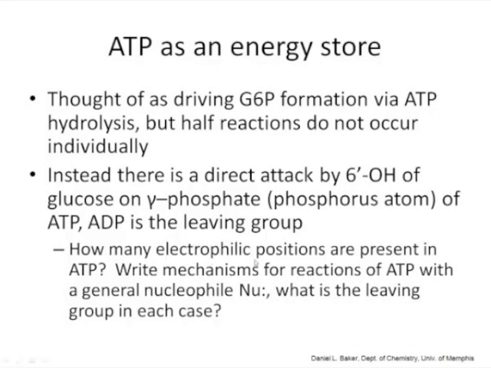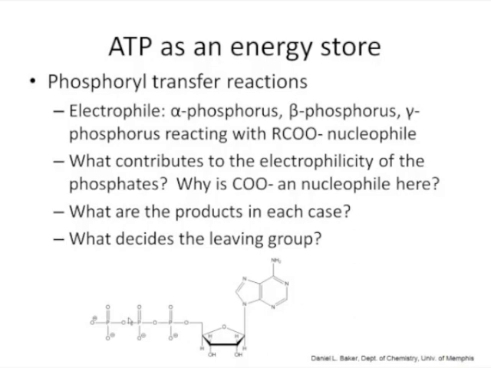So the question here is how many electrophilic positions are present in a molecule of ATP, and write mechanisms for the reactions of ATP with a general nucleophile, just Nu with a lone pair here. And what is the leaving group in each case? And what has to happen to be able to allow that nucleophile-electrophile reaction to happen?